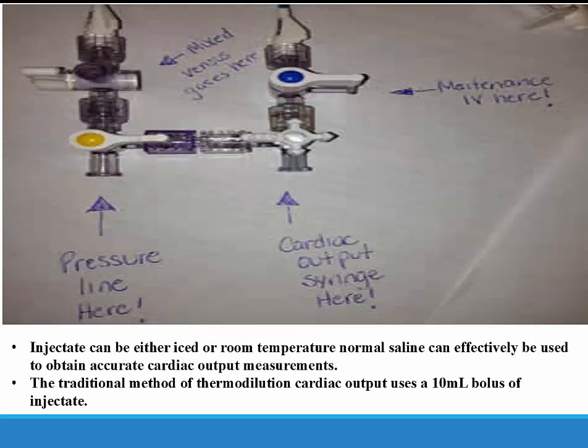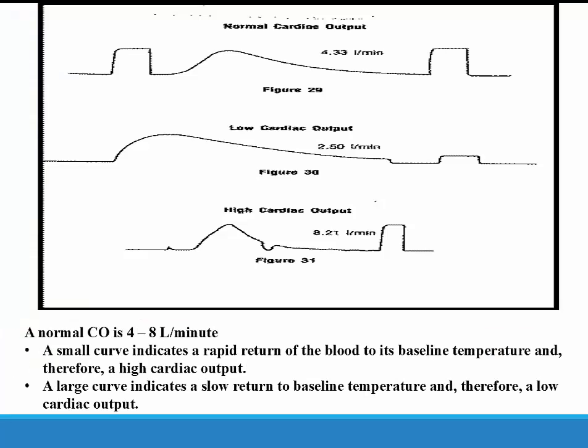Injectate can be either iced or room temperature normal saline and can effectively be used to obtain accurate cardiac output measurements. The traditional method of thermal dilution cardiac output uses a 10 mL bolus of injectate. A normal cardiac output is 4 to 8 liters per minute. A small curve indicates a rapid return of the blood to its baseline temperature and therefore a high cardiac output.